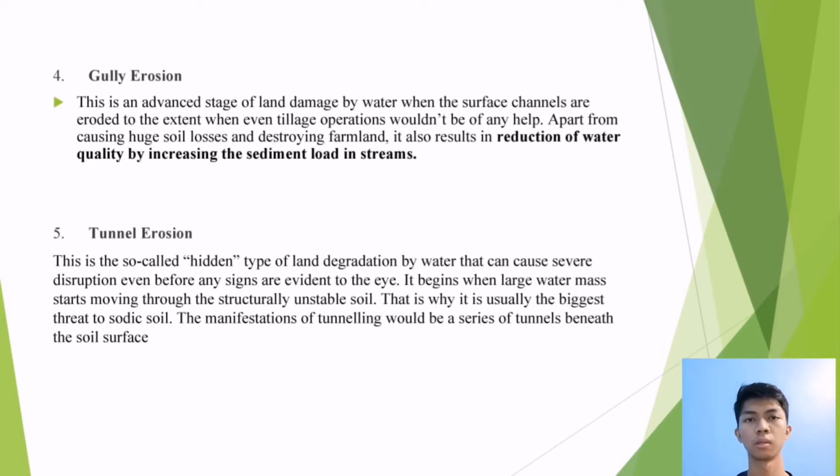Number 5 is tunnel erosion. This is called the hidden type of land degradation by water that can cause severe disruption even before any signs are evident to the eye. It begins when large water mass starts moving through the unstable soil structure. That is why it is usually the biggest threat to solid soil. The manifestation of tunneling would be a series of tunnels beneath the soil surface.